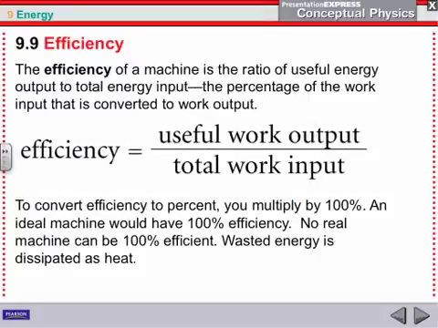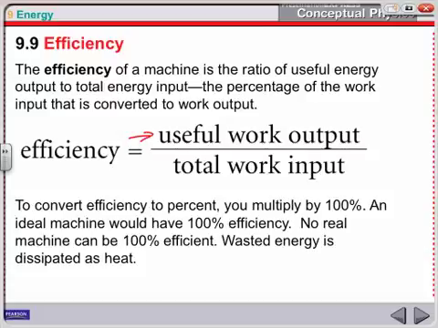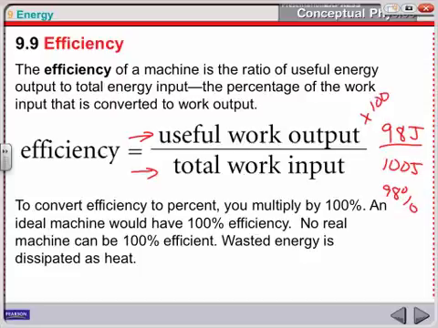So we're talking about efficiency. Here's my formula: useful work output over total work input. If you can get 98 joules of work out of 100 joules you put in, that's awesome. You got 98% efficiency. Technically, this should be times 100 to give us a percent.